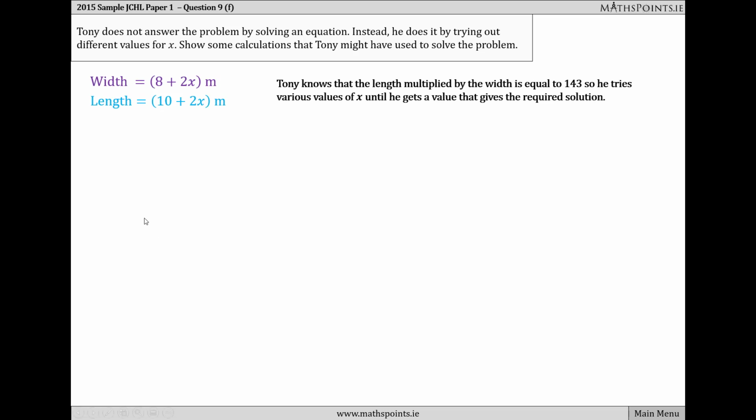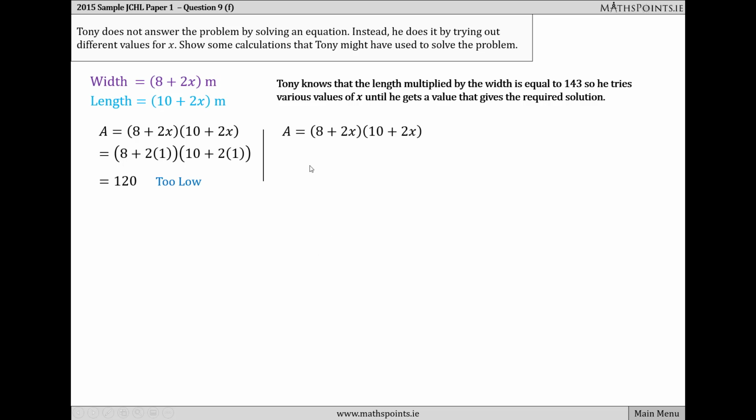So let's take a value of x equals 1 and sub it into the area formula of length by width. If we sub in x equals 1 and we multiply it out, we get that the area is 120. So when x is equal to 1, we get an area that's too low. So then we can only assume that Tony tried a value that was bigger than 1. So let's go with x equals 2. He subbed this into his formula for area. He multiplied it out and he got a value of 168. So this was too high.